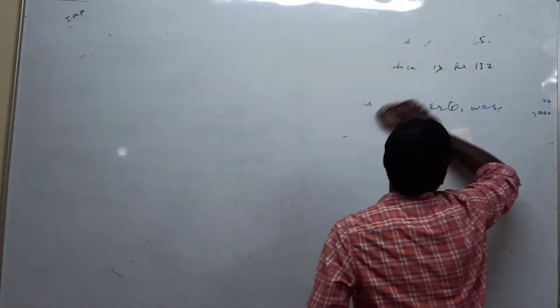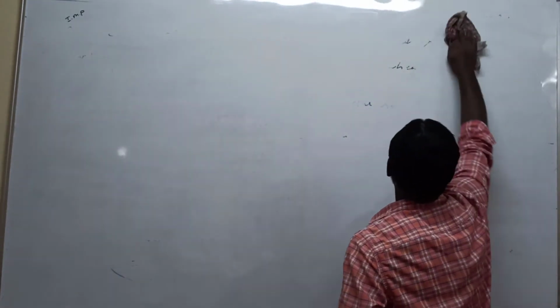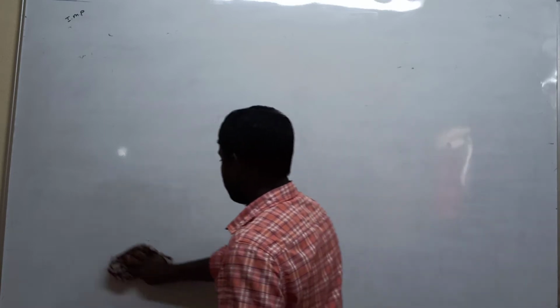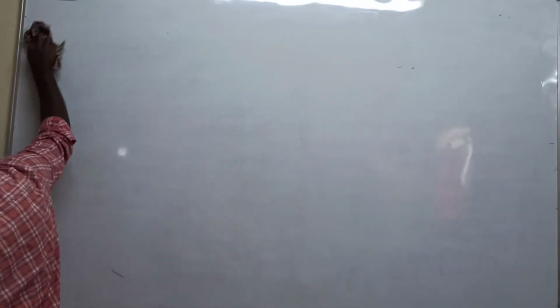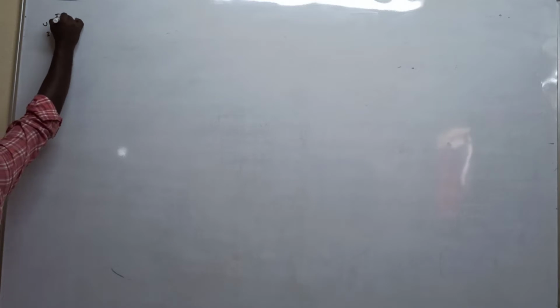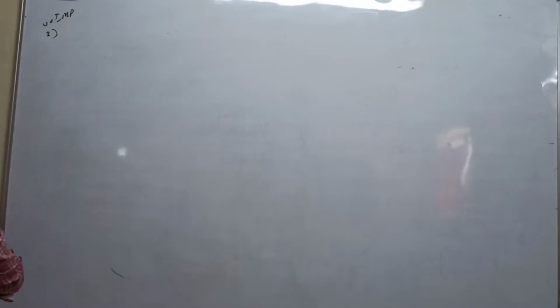Very simple. First you read the question. After that, understand the question. First you should find the equations. After that you should apply any one method. So now the third question, very important. Third question, a 7 marks question.